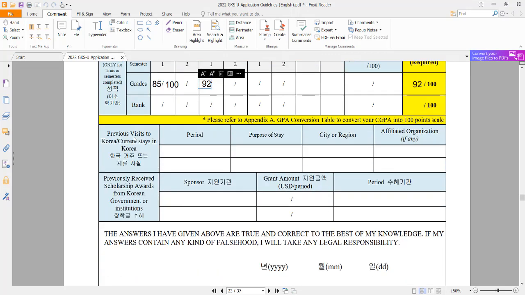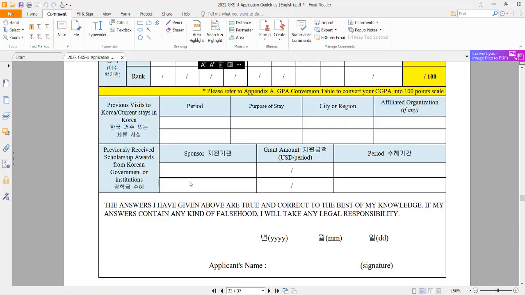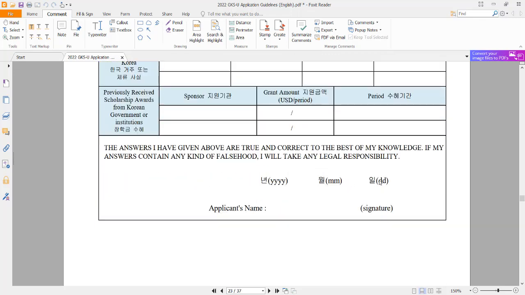Then moving ahead, these all things, if you have it, you can just write it, and then you have to mention date and your name, and then signature. For writing name, you have to mention your surname first and then given name. So you have to write like this.